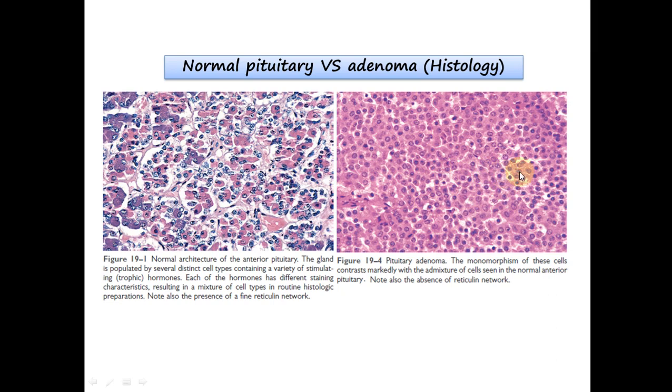So here in this picture of the pituitary adenoma, it is in contrast to this picture of the normal pituitary network, and also we can see that there is no reticulin or connective tissue network as that we see here in the normal pituitary, in its microscopic appearance.